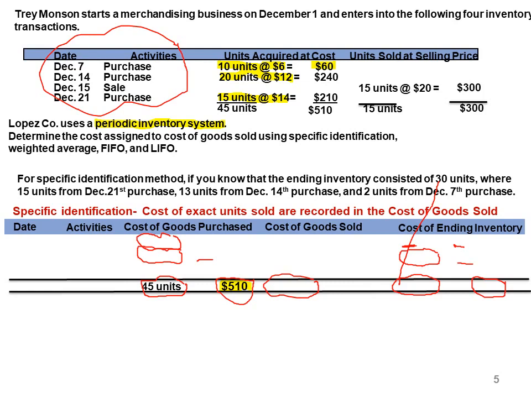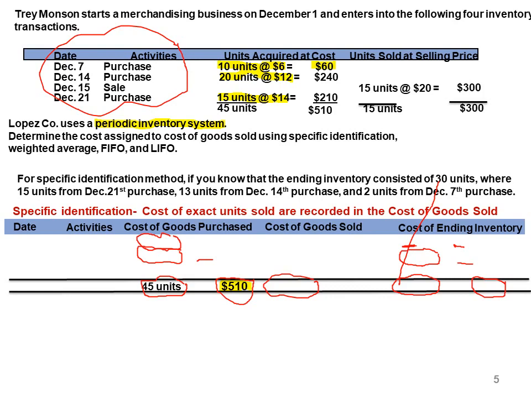Now, I identified in the question that the company uses the periodic inventory system. So in the exam, before you start to solve the problem, you have to be aware of which inventory system is used. Here, the company will use the periodic inventory system. So you are required to determine the cost assigned to the cost of goods sold and to the ending inventory under specific identification, weighted average, FIFO, and LIFO.